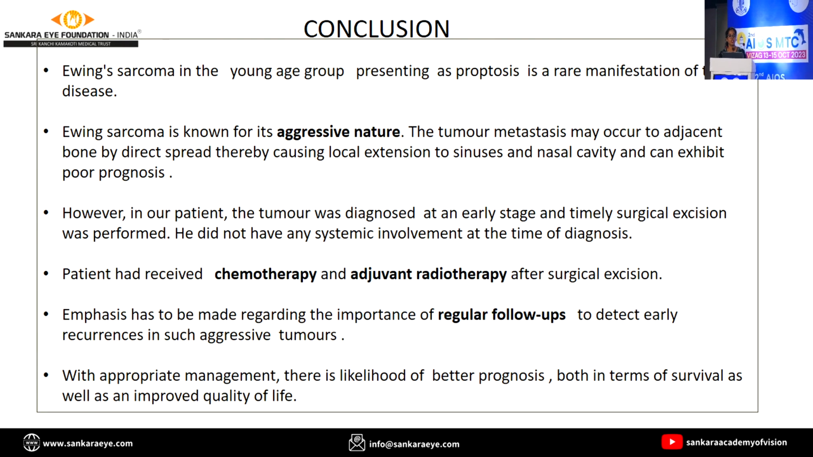Coming to the conclusion, Ewing sarcoma is seen in the younger age group. Presenting as proptosis is a rare manifestation. It is known for its aggressive nature. However, in our patient, the tumor was diagnosed in its early stage and surgical excision was performed. He didn't have any systemic involvement at the time of diagnosis. He has received chemotherapy and adjuvant radiotherapy after surgical excision.